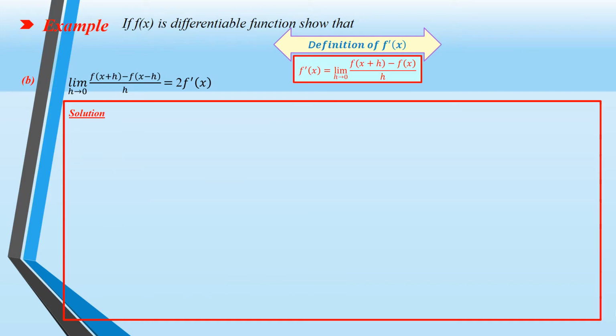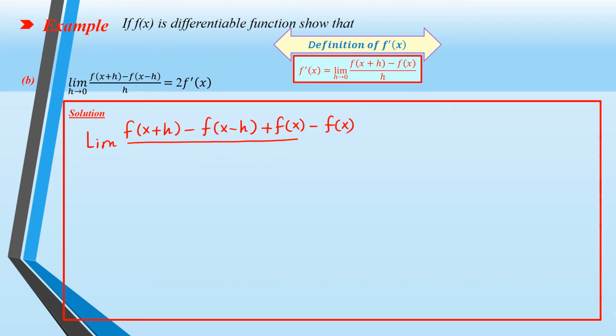In part B, you have to find the limit of f of x plus h minus f of x minus h divided by h when h goes to 0, and pay attention, for all parts you have to use the result in part A. For this example, you have to add and subtract f of x in the numerator. So the limit will be f of x plus h minus f of x minus h plus f of x minus f of x divided by h when h goes to 0.